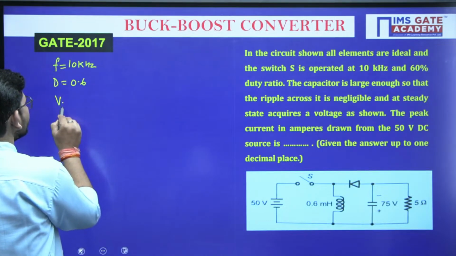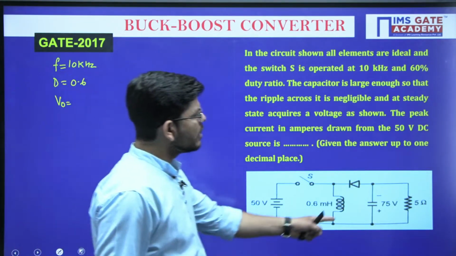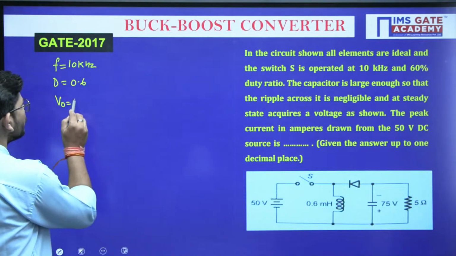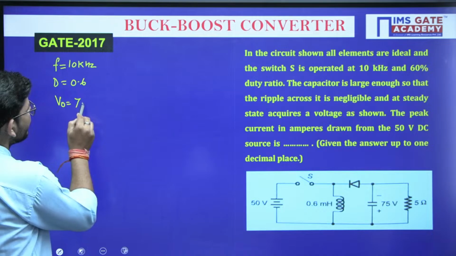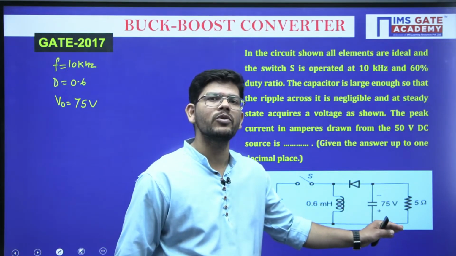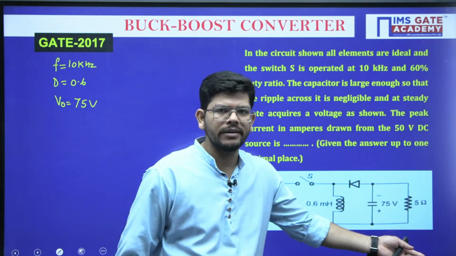So output voltage and the polarity, can you see the polarity? The polarity is like this. This is plus, this is minus. So this output voltage that we will be having is positive and it is given 75 volt. In some cases the polarity is given just the reverse of it. In that case the output voltage you will be taking as negative.